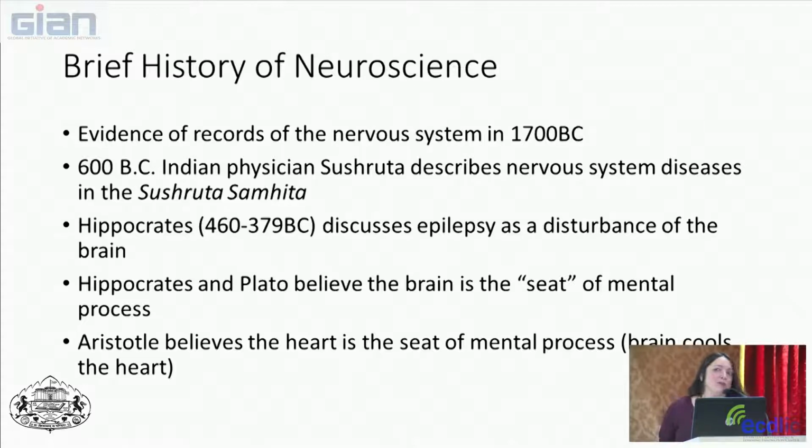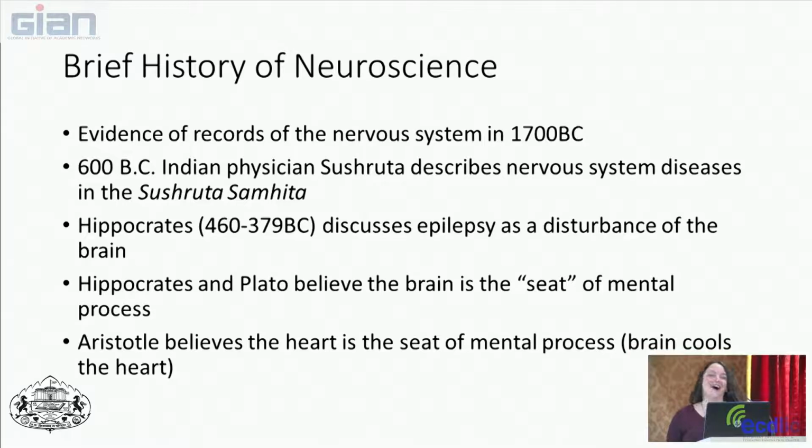Now we're going to go over a brief history of neuroscience, and by brief I mean pretty brief. But what I thought was interesting is that as far back as 1700 BC, there was evidence that people actually knew about the nervous system and studied it. And there's evidence in 600 BC of an Indian physician who describes the nervous system and nervous system diseases in a manual that he wrote. I'm not going to try to pronounce his name because I'm afraid I'll make a fool of myself.